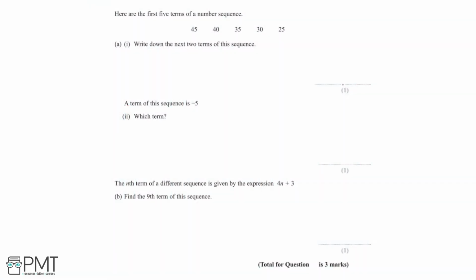In this question, we're given the first 5 terms of a number sequence: 45, 40, 35, 30, and 25. And in part a(i), we need to write down the next 2 terms of the sequence. Now let's start with the terms that we have. We need to find the term that comes after 25, and the term after that.